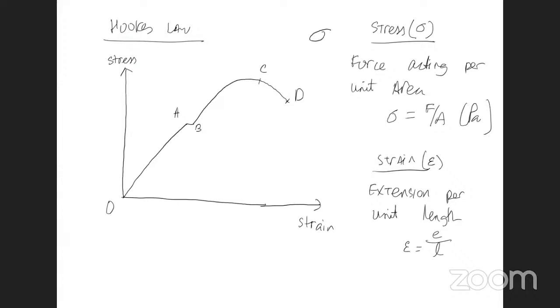Sigma. Come on, sigma. Next one is a kind of fun looking E, curvy E, but not capital, common. So stress is force acting per unit area. Strain is extension per unit length. All Greek letters have common and capital.